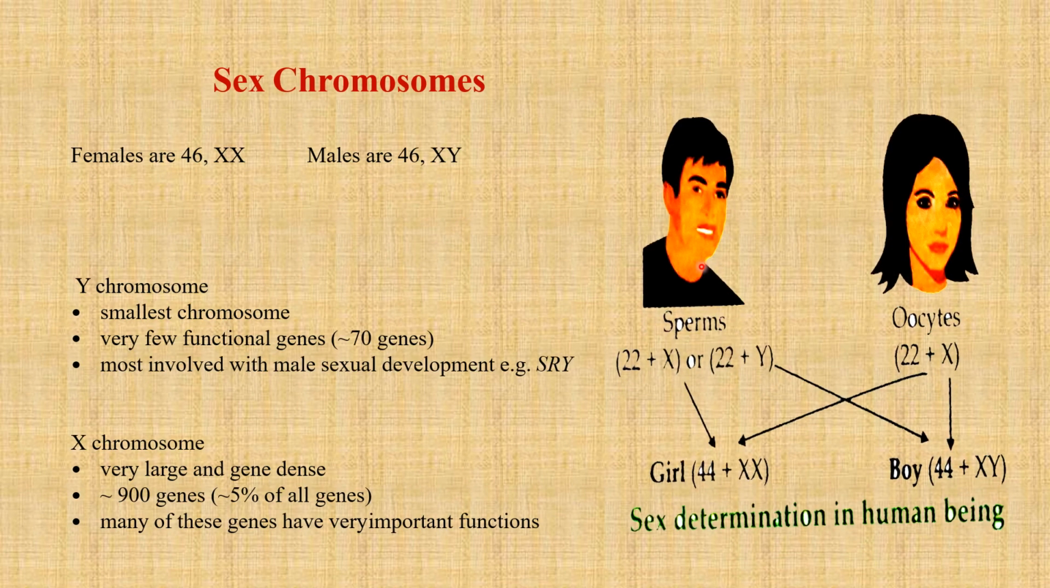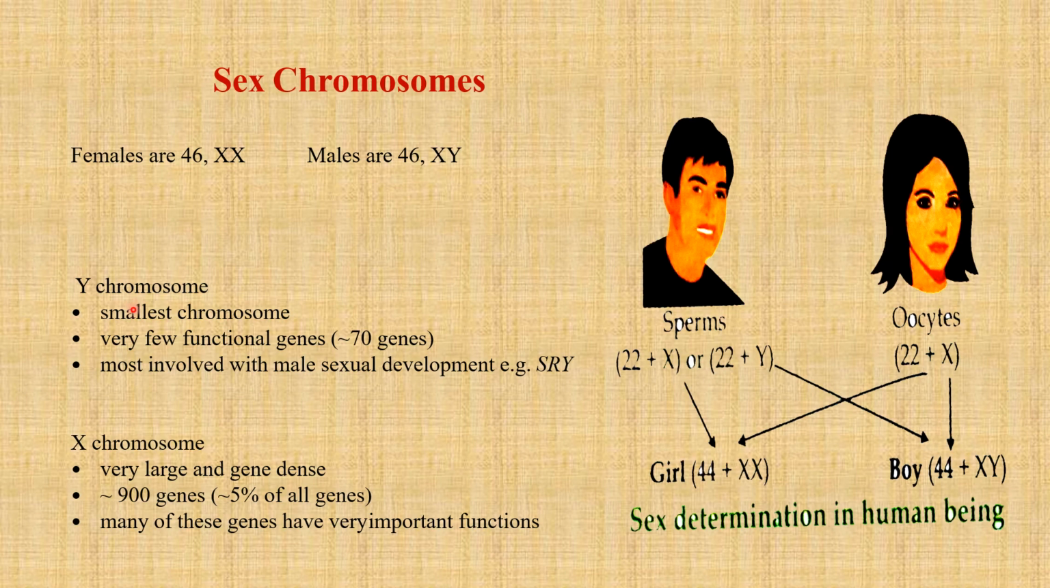Sex chromosomes. Females will get 44 autosomal chromosomes, 22 from mother, 22 from father. See this? And two sex chromosomes, one X from father and one X from mother. Total 46 chromosomes. On the other hand, males will get 46 chromosomes, 22 from father, 22 from mother, total 44 autosomal chromosomes and 2 sex chromosomes, Y from father and X from mother, total 46 chromosomes.